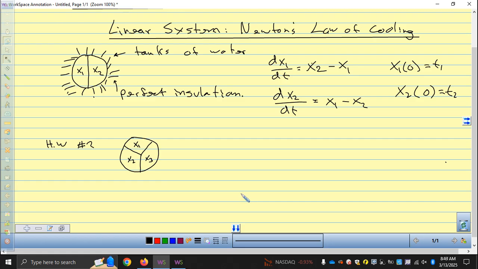So what I'm going to say here is when you set up your system, be careful with how you set up your subtraction. If you get a positive exponential, you get a positive eigenvalue, you set your subtraction up the wrong way. Because you shouldn't get exponential growth in the temperature in any of the tanks. So that's homework problem number 2.